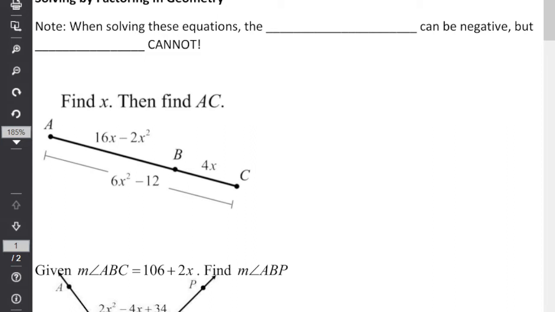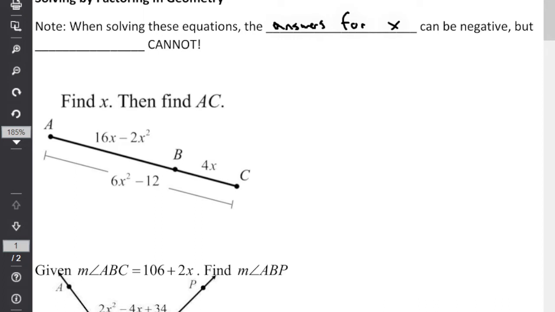If you get nothing else out of today, this is the most important thing. When solving these equations, the answers for x can be negative. And this is not a new thing. This is something that has come up in some questions in the past. Sometimes I'll get asked, I got a negative answer, is that okay? And the answer is, well, it might be. It might be okay to get a negative answer for x.